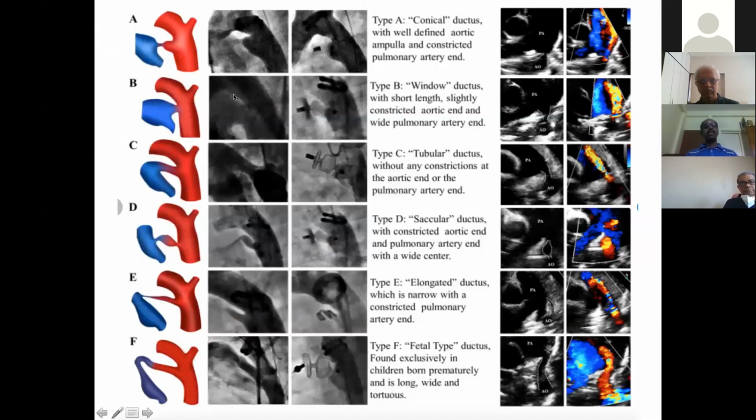In the current day, we identified that PDAs have got bizarre shapes. However, preterm PDA alone has got a peculiar shape of a hockey stick with a very long linear path, and so that got named as type F.